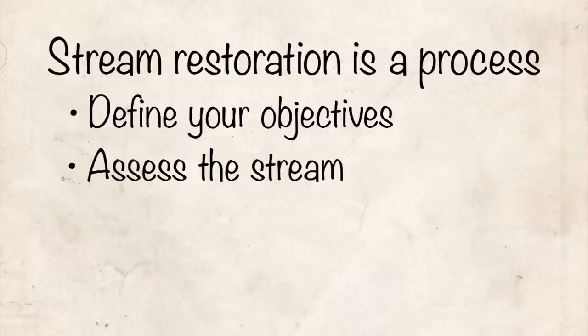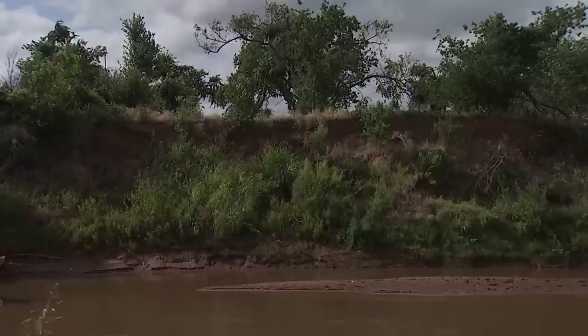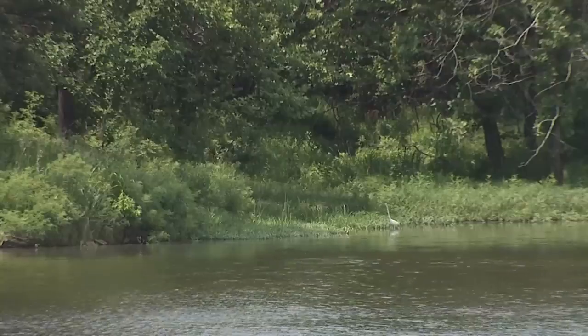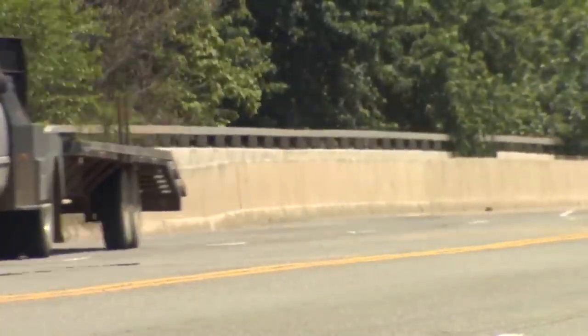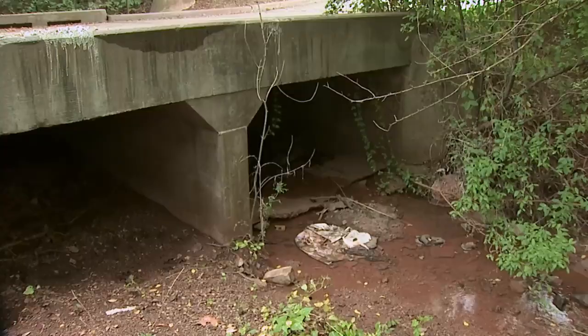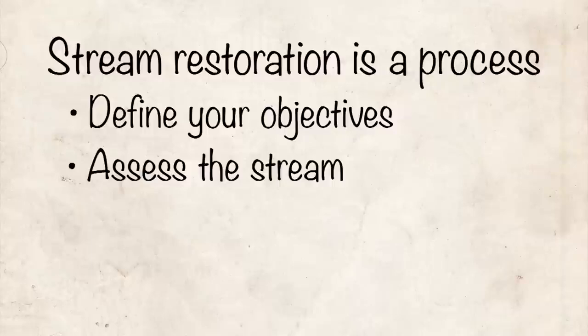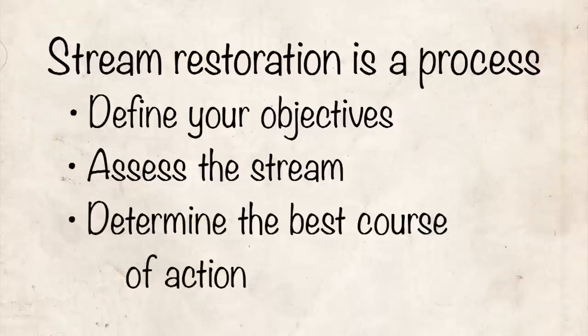Next, assess the stream. Take a close look at what's going on at that particular site. Is there downcutting or widening? Is the stream bank vegetation healthy and plentiful? Has something changed in the watershed upstream? Or is something constricting the flow downstream? Once you've determined your objective and assessed the stream, you have to decide what is your best course of action.